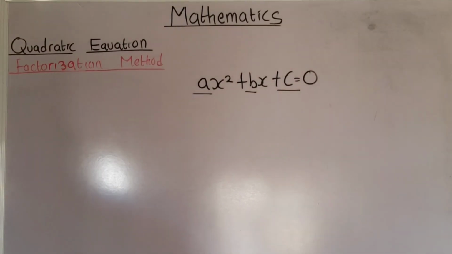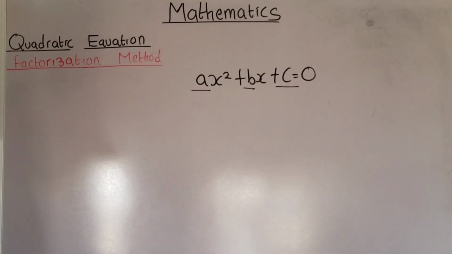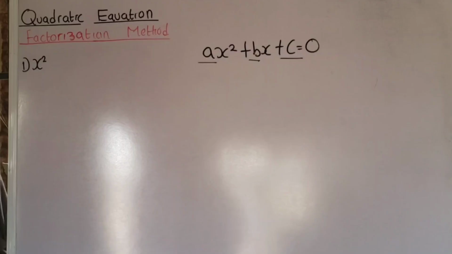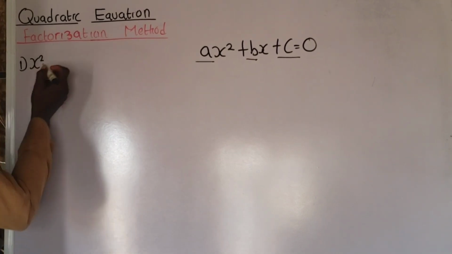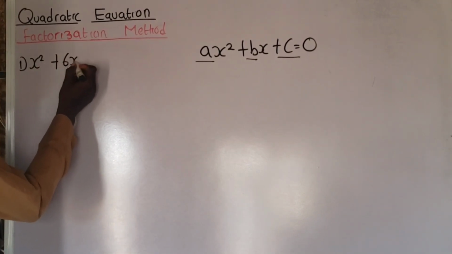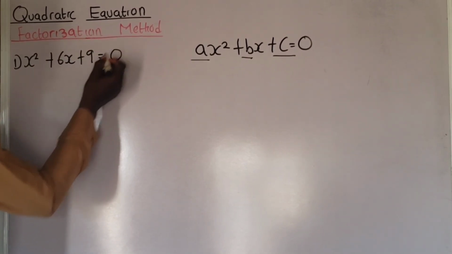In this class, we're going to learn how to solve quadratic equations using the factorization method. Okay, let's start with the first question. We are asked to solve the quadratic equation x squared plus 6x plus 9 equals 0.